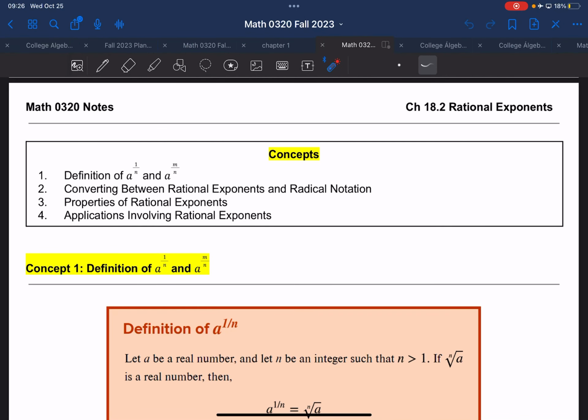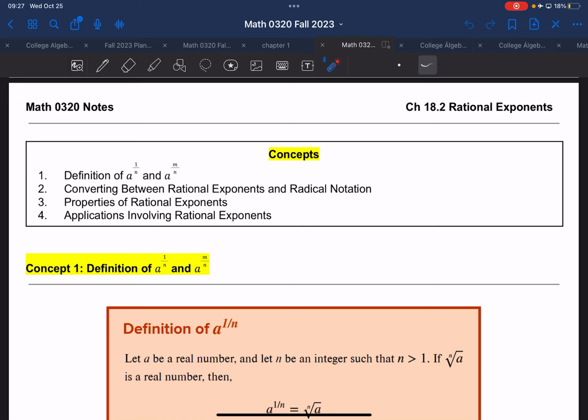So chapter 18.2 is going over rational exponents. It's playing off of the notes from 18.1, where we found that the nth root, for example the square root, can cancel if something is being squared because they're the same number. In these notes, we're just going to show you another way to write the nth root.